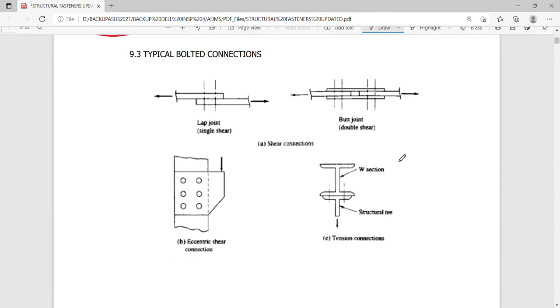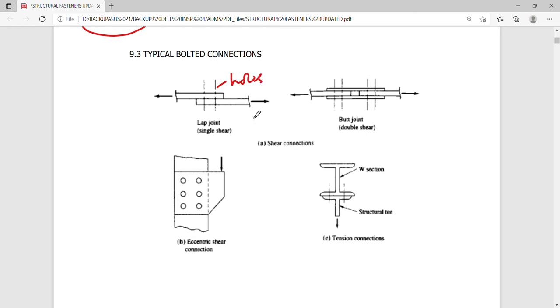For the typical bolted connections, we have three types of connection: the shear connections, the eccentric shear, and the direct tensile or tension connection. For the shear connections, we have the single shear and the double shear, in which the two plates or members are lapped together, not to form a splice. The holes are drilled to allow bolts and rivets to go through and prevent the separation of the two members as tension forces are applied along the longitudinal axis of the members.